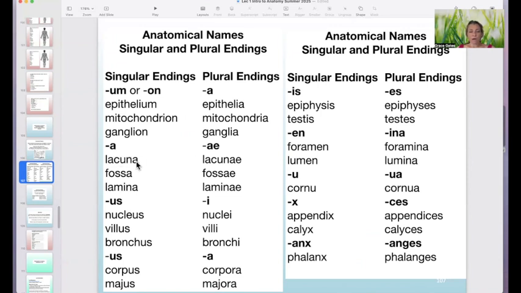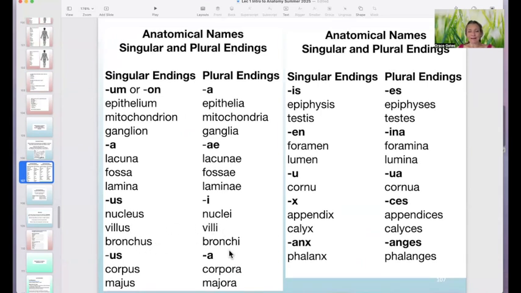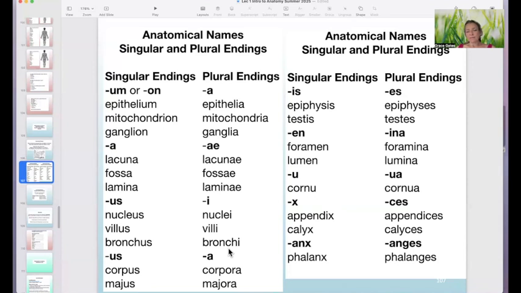So lacuna turns into lacunae. Fossa turns into fossae. A nucleus turns into nuclei. A villus turns into villi. A bronchus turns into bronchi. These do occur, and it's a little bit tricky.